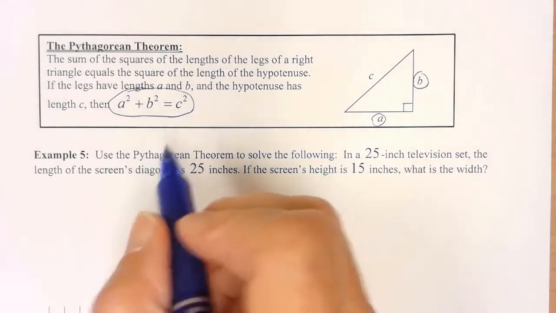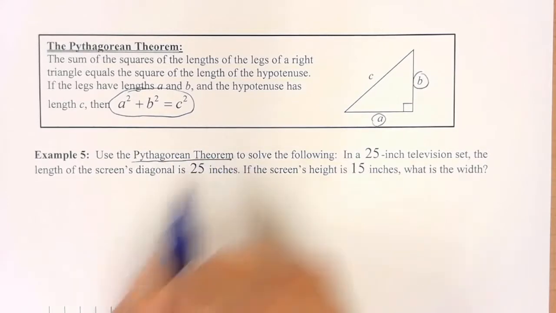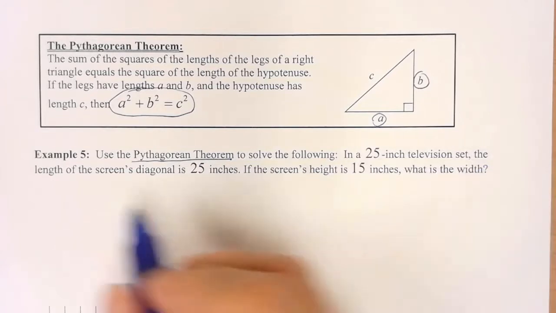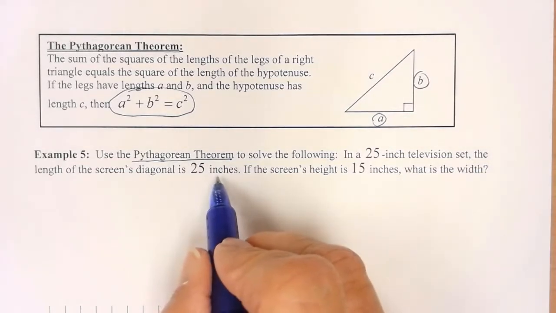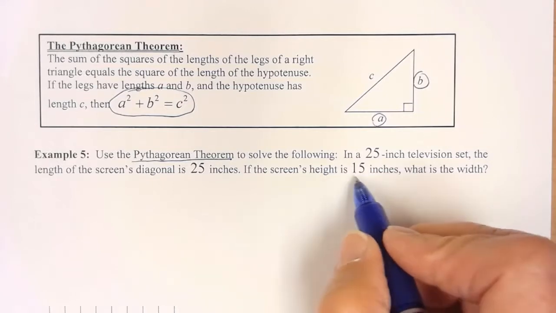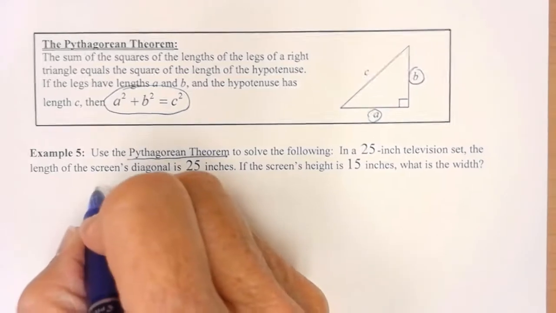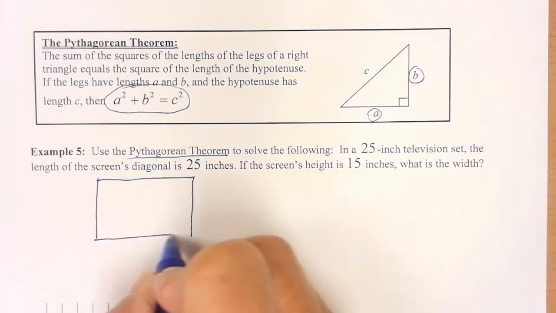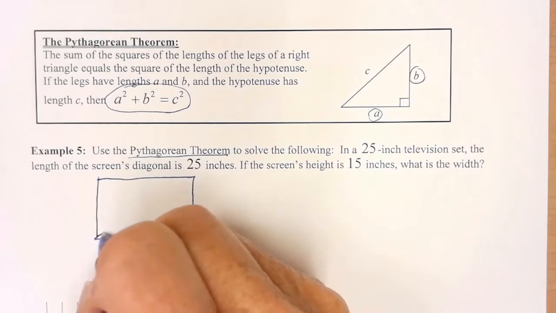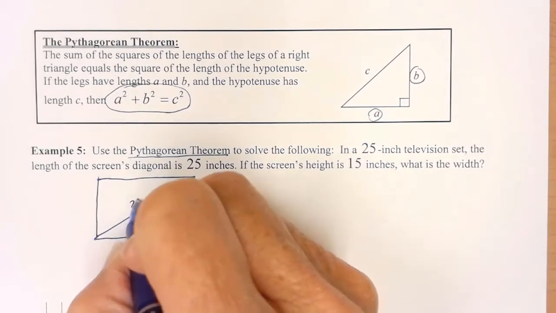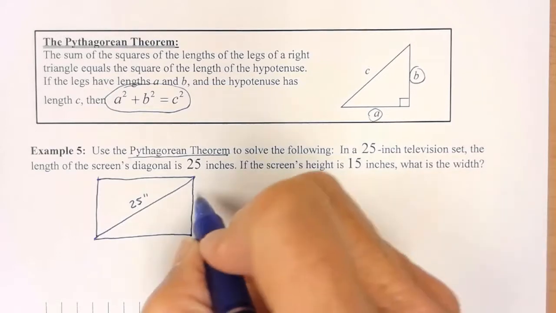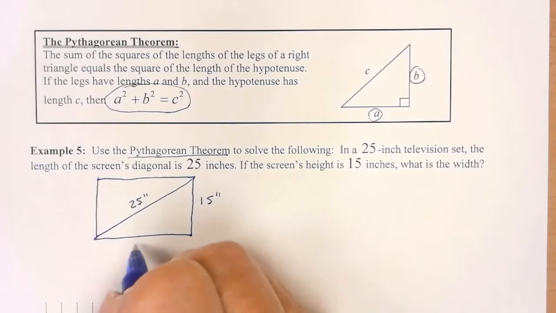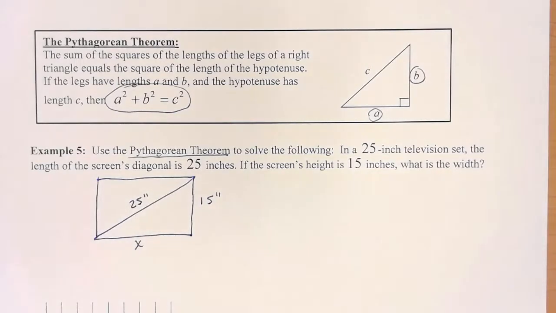Now in this question, it says use the Pythagorean Theorem to solve the following. In a 25-inch TV set, the length of the screen's diagonal is 25 inches. If the screen's height is 15 inches, what is the width? Okay. That's my TV. The diagonal is 25 inches. The height is 15 inches. So they want to know what that is.